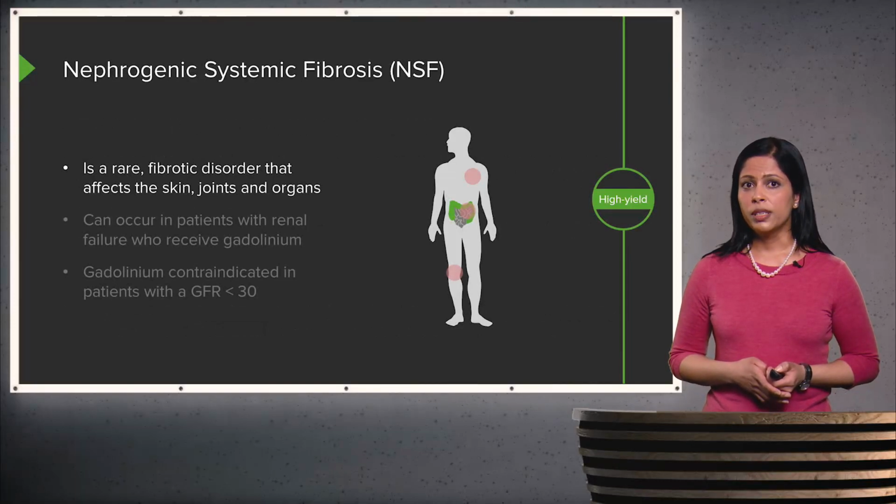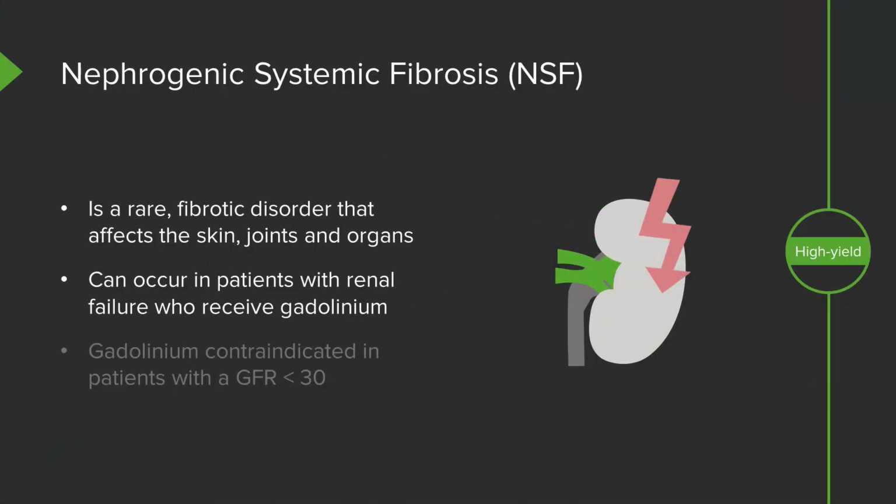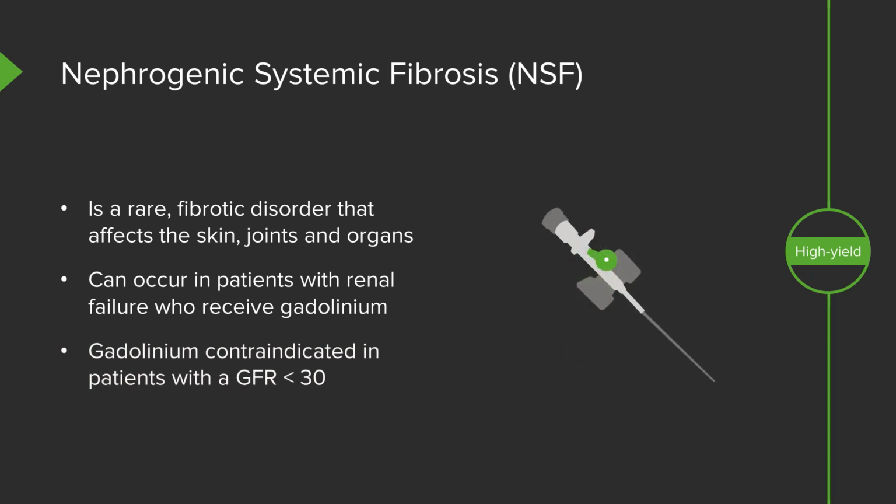Nephrogenic systemic fibrosis is a very rare fibrotic disorder that affects the skin, joints, and organs, and it can actually occur in patients with renal failure who receive gadolinium. Therefore, keeping this in mind, gadolinium is actually contraindicated in patients with a GFR of less than 30.